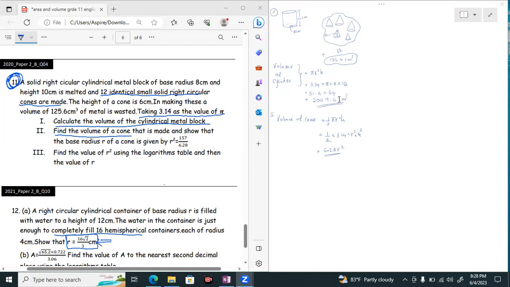Yes, teacher. What happens here? How do we equate the volume? The volume of the cone plus 125.6 equals the volume of the cylinder.